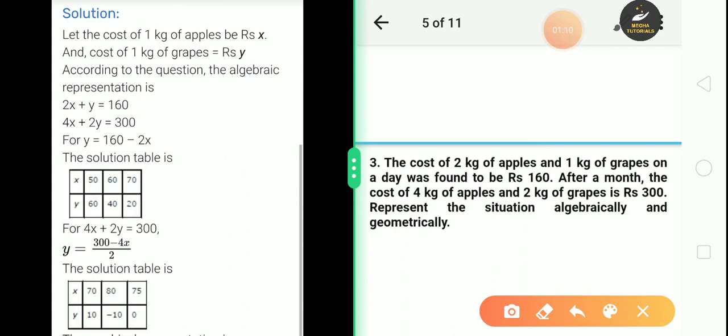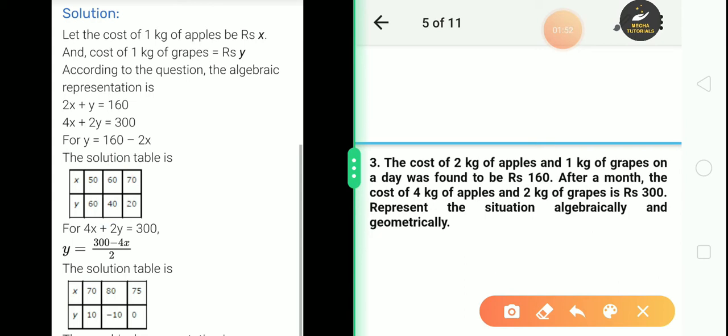So consider equation 1, that is 2x plus y is equal to 160, and from this equation we can write y is equal to 160 minus 2x. In this case we are going to assume values for x so that we can get the values of y. Okay, so in the first case let us assume x is equal to 50. So 2 into 50 is 100 and 160 minus 100 is 60. So when x is 50, we are getting y as 60. Okay, now assume x is equal to 60. So 2 into 60 is 120 and 160 minus 120 is 40. So when x is 60, we are getting y as 40.